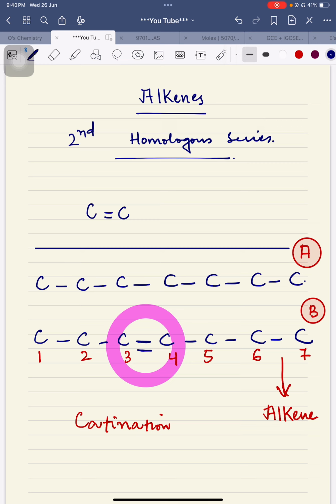Okay. So there is a test for identifying saturated and unsaturated hydrocarbons. There is a test to distinguish between carbon-carbon double covalent bonds and carbon-carbon single covalent bonds, which is called a saturation test.